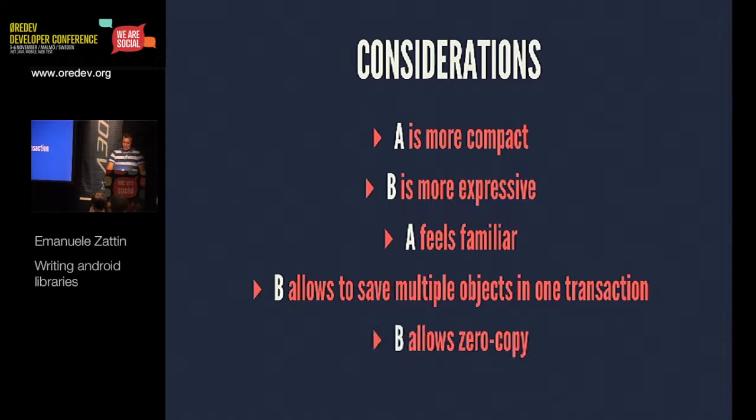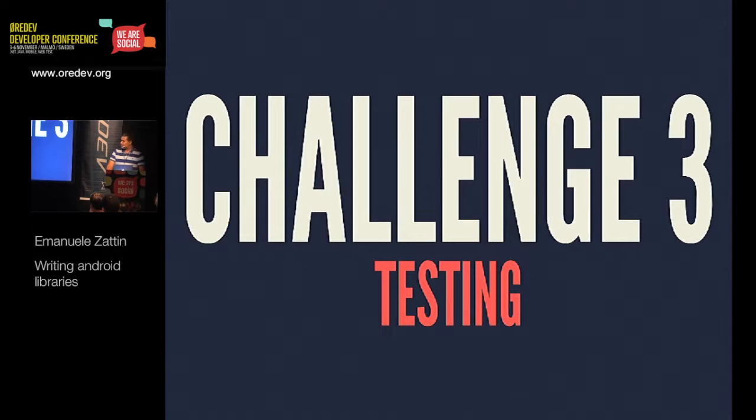And B allows you to work with zero copy. But if you have a save method, in the end it means that that information has to be first stored in memory somewhere and then copied. So if you want to provide some zero copy functionality, then of course that has to be considered as well. So yeah. Next challenge, testing, everybody's favorite topic.